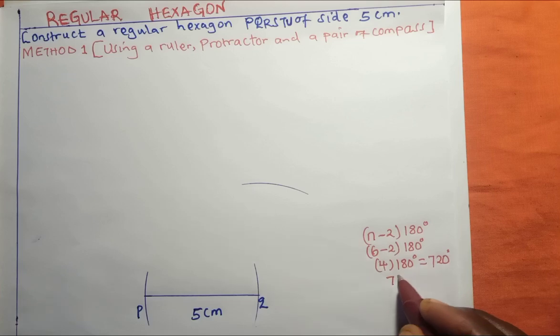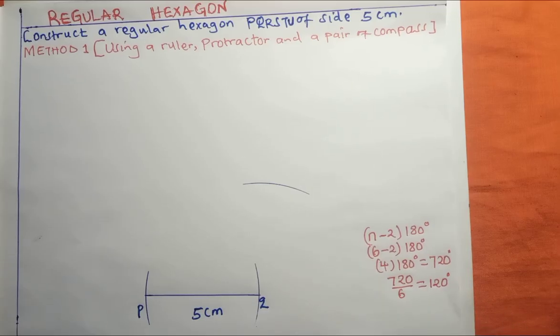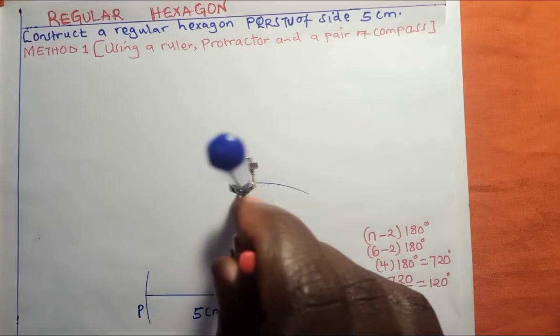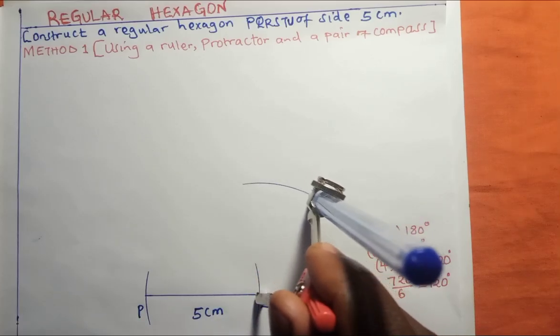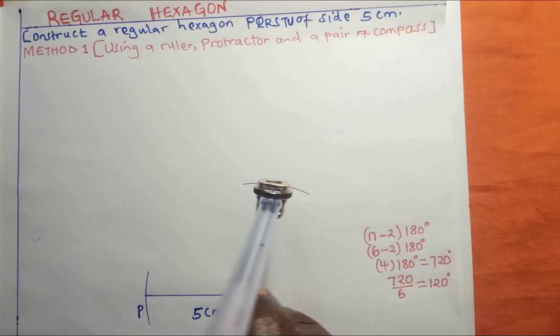So if we want to get an individual angle, then we have to divide the sum by 6. It means that one angle is going to be 120 degrees. So 120 degrees is what we're going to use after making an arc. That is this arc, in fact the length from point Q all the way to point R is 5 centimeters.